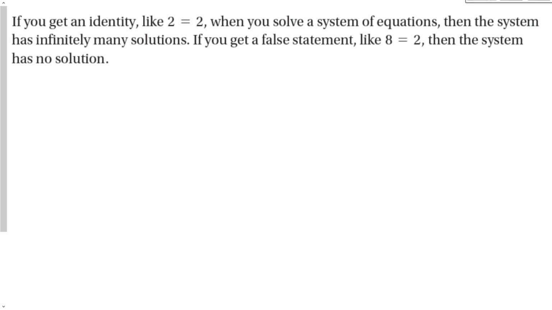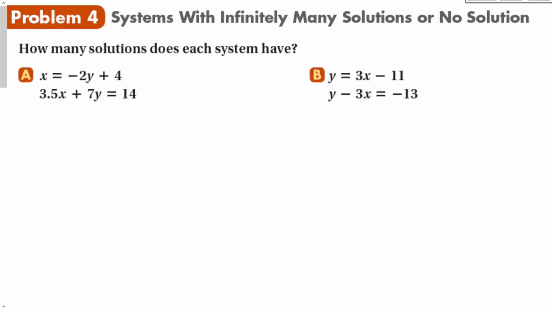If you get an identity, like 2 is equal to 2, when you solve a system of equations, then the system has infinitely many solutions. If you get a false statement, like 8 is equal to 2, then the system has no solutions. And we can see this when we try to replace and solve this equation, so when we try to substitute.